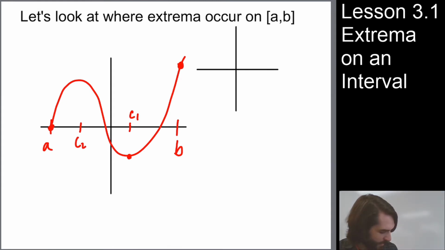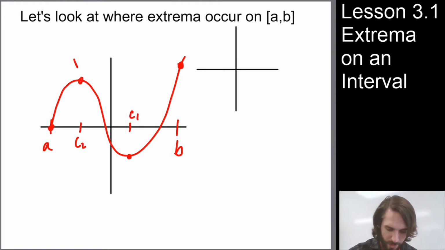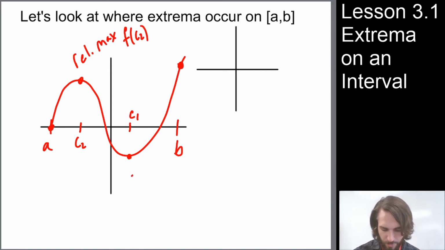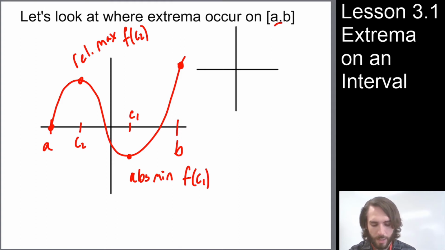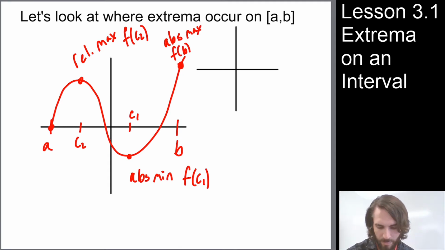So we have at C2 here a relative max, which has a value of f of C2. We have at C1 an absolute min of f of C1. At f of B, we have an absolute max. F of A is not anything here.